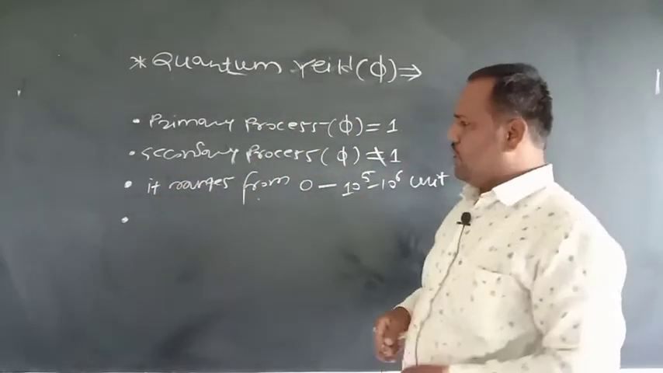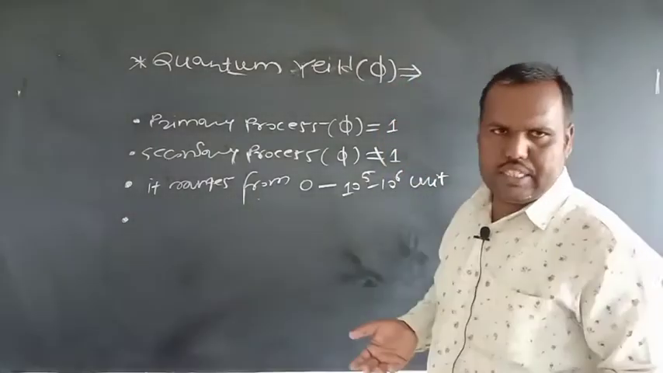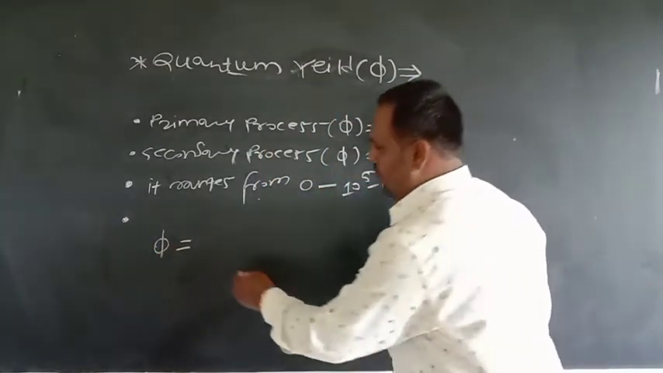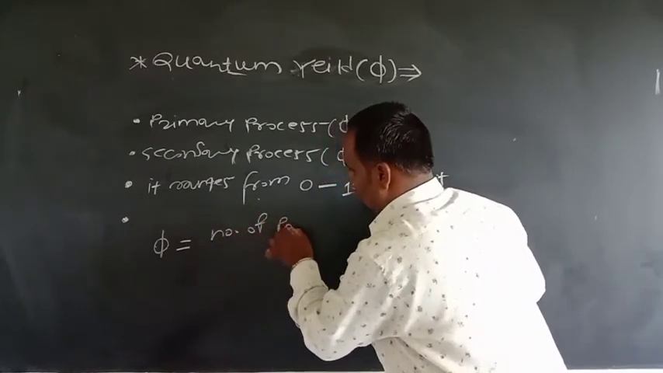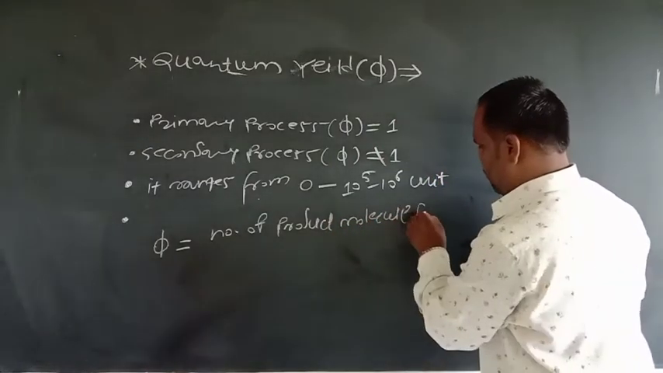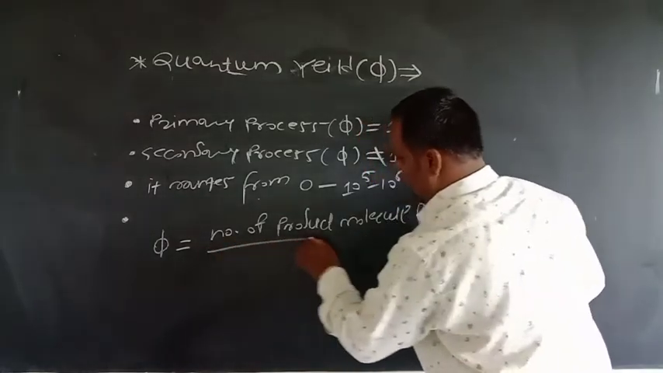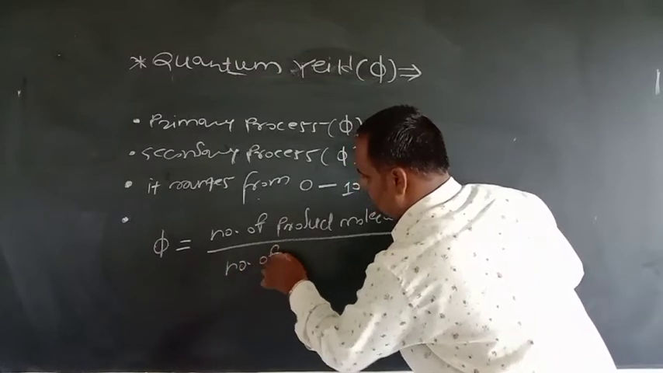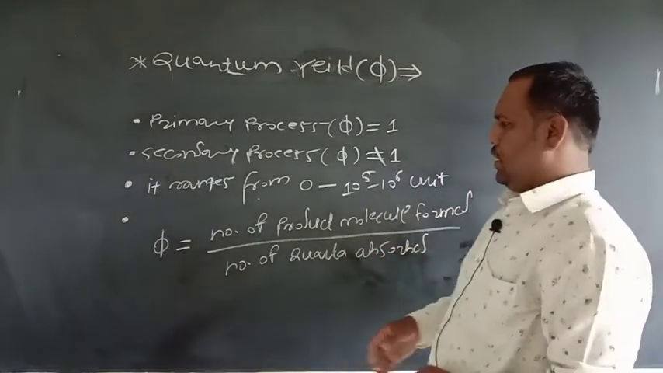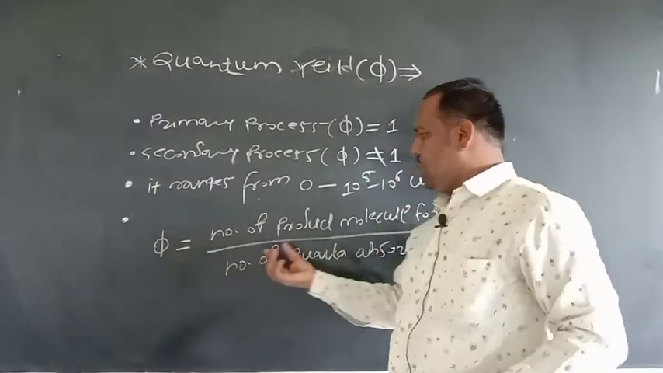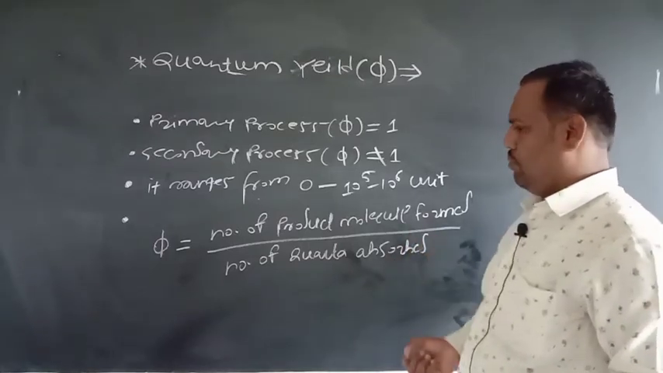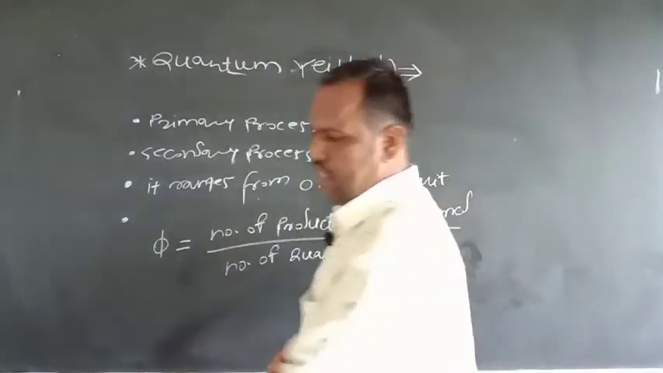So what is this quantum yield? Quantum yield is also known as quantum efficiency, and it is denoted by symbol phi. So quantum yield is the ratio of the number of product molecules formed to the number of quanta absorbed. So quantum yield or quantum efficiency is the ratio of the number of product molecules formed to the number of quanta absorbed by the molecule.